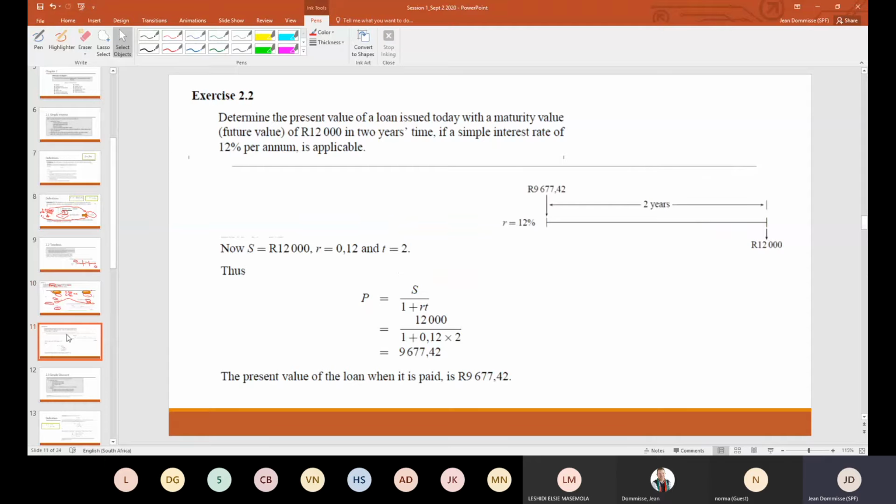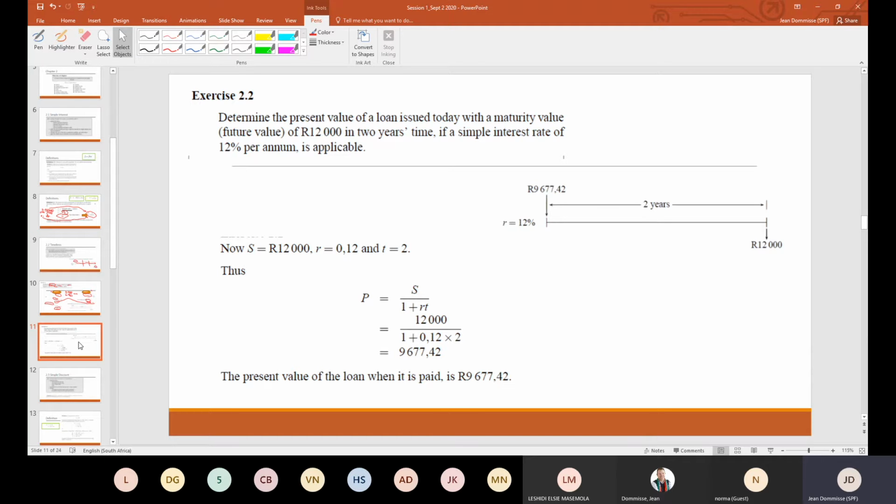Okay, so any questions up until now? Otherwise, we can just continue. I know this is still the easier work, but I think it's important that we just get the principles and the groundwork done. So let's look at the next exercise.